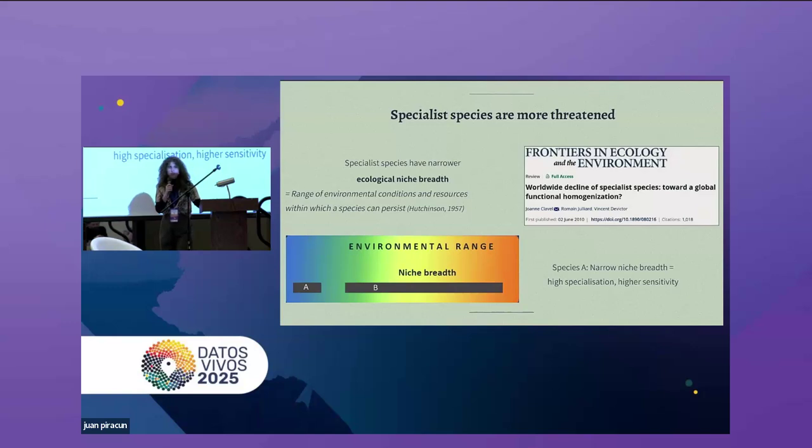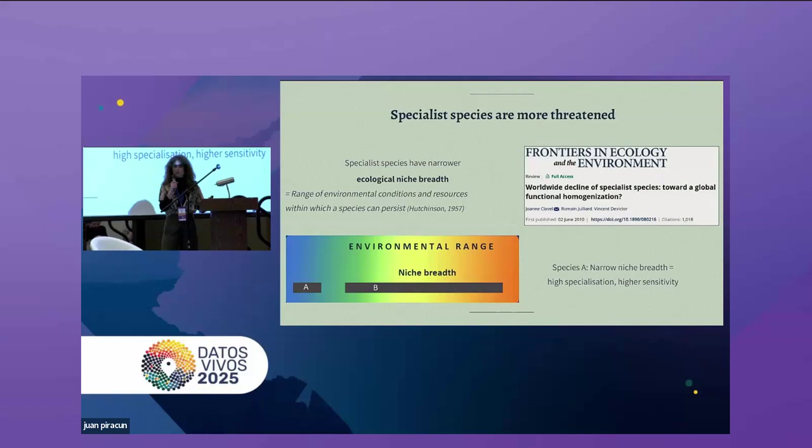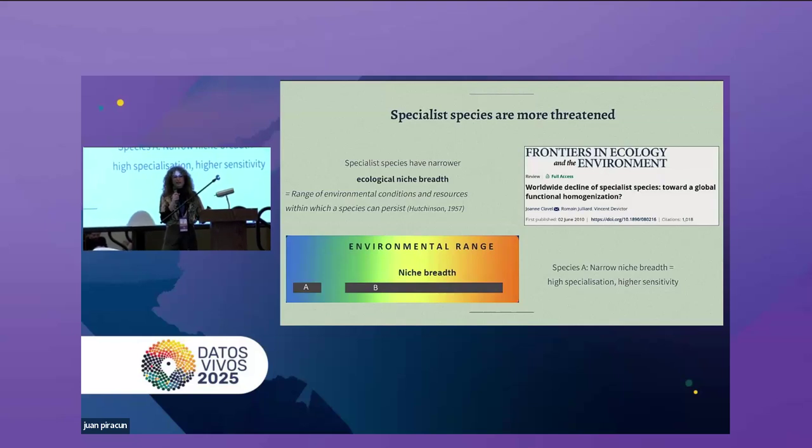So among species that are threatened, specialist species are known to be more threatened. And these are the species that thrive under a narrow range of environmental conditions. So this makes them particularly vulnerable under changing conditions. However, we had a very narrow knowledge of where specialist species of aquatic insects occur in the world.